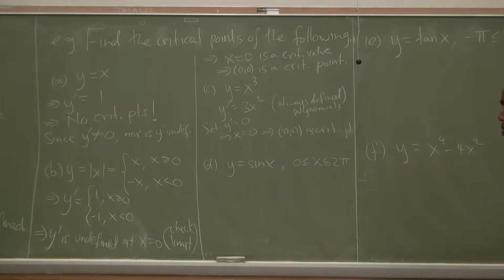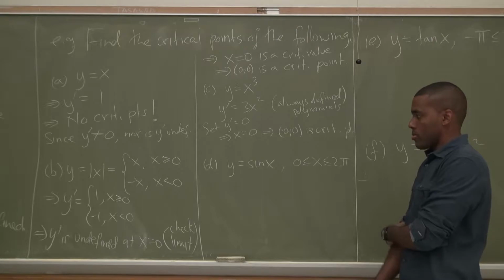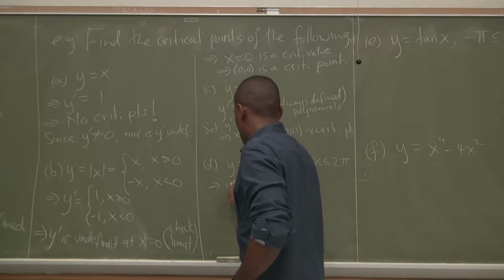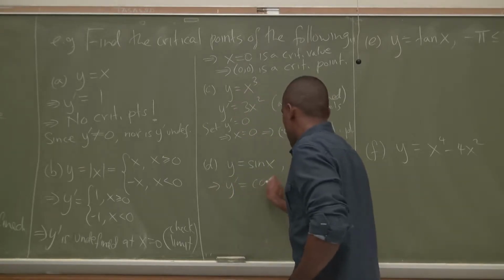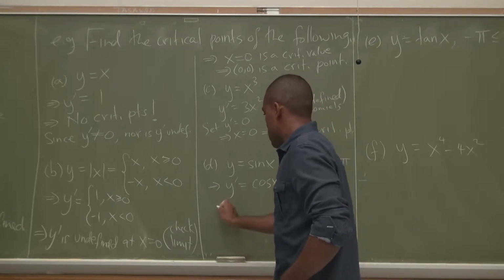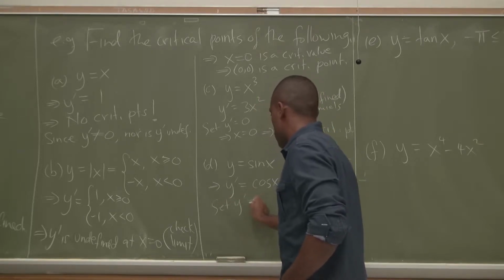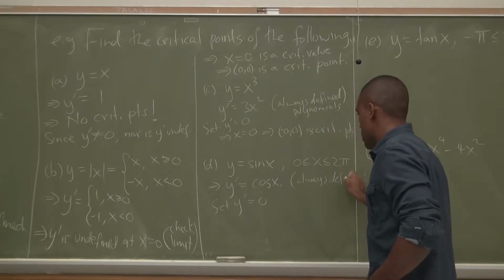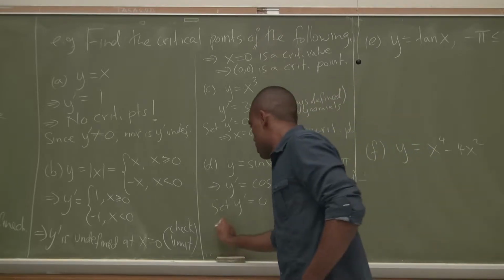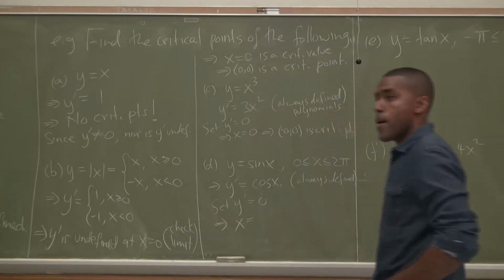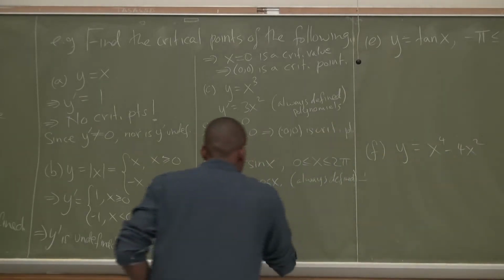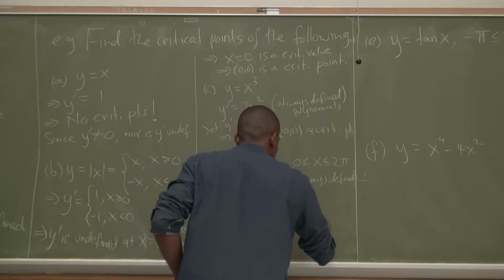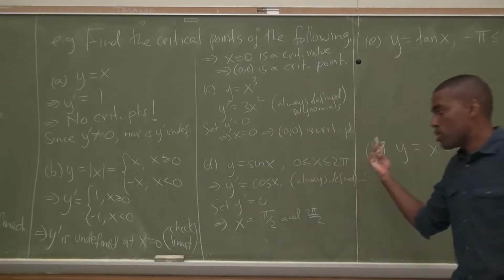What about sine x? y prime would be cosine x. So set y prime equals 0. And of course, remember that cosine x is always defined. It's continuous everywhere. This means that your x value would be what? Pi over 2 and 3 pi over 2, since we're only between 0 and 2 pi.